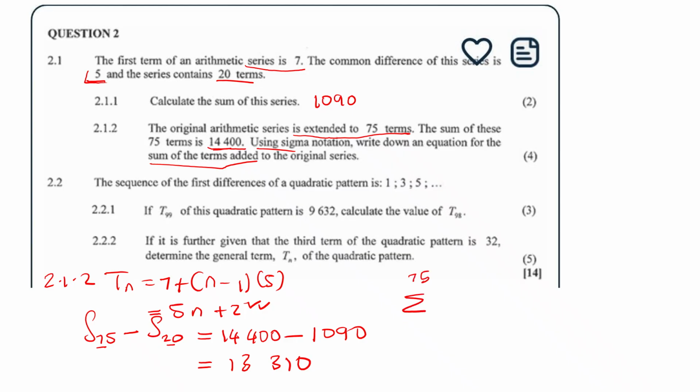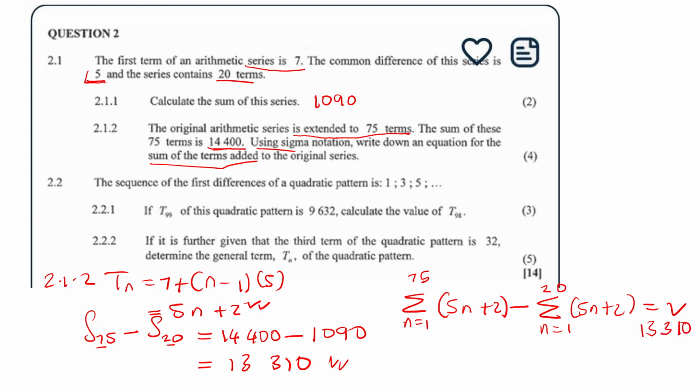Now to write it in sigma notation we can say the sum from n equals 1 to 75, we're starting at 1, of our Tn, which is 5n plus 2, minus the sum of 20 terms, starting at n equals 1, where Tn is still 5n plus 2, which is equal to 13,310. Very good. So the answer for 2.1.2 is 13,310.